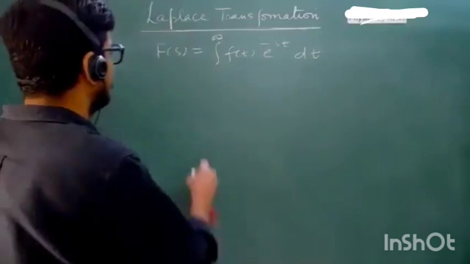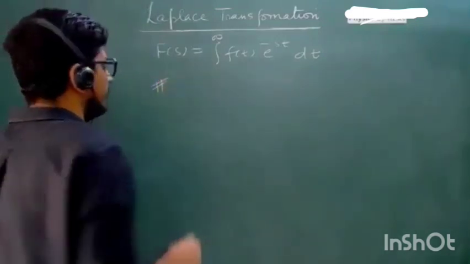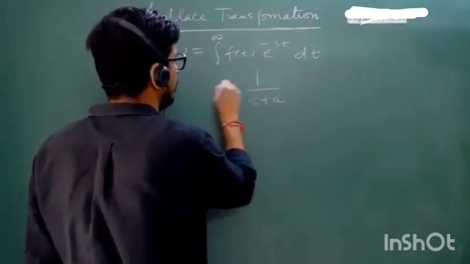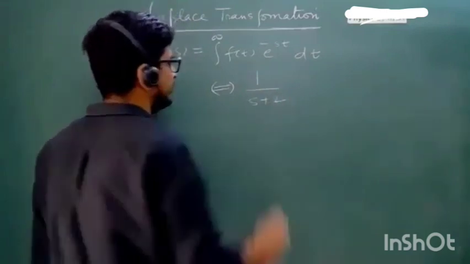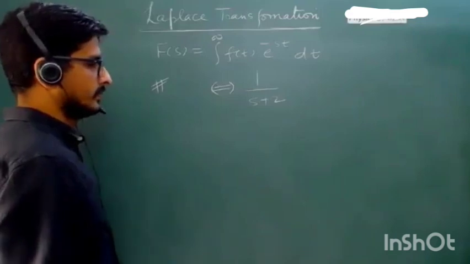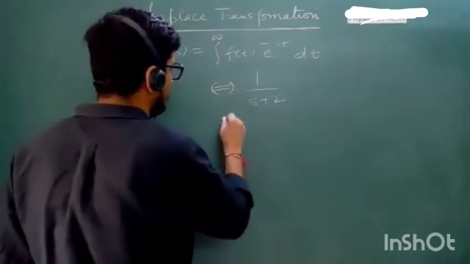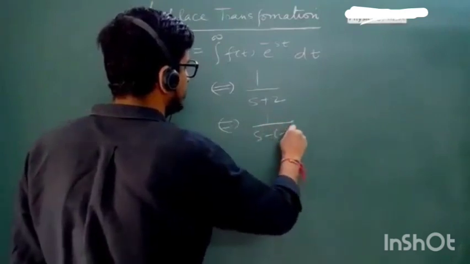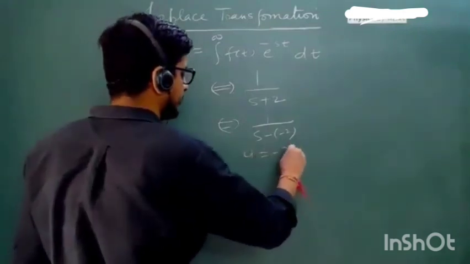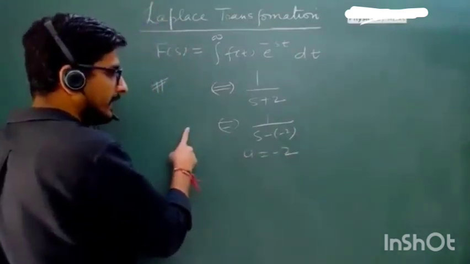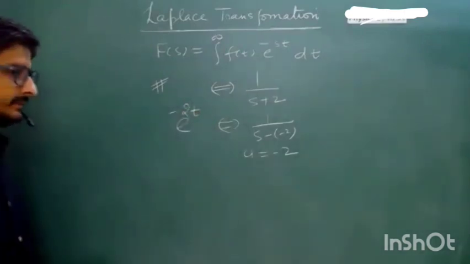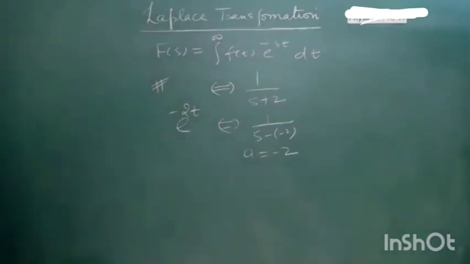Now suppose somebody asks you, what is inverse Laplace of 1 upon s plus 2? e to the power minus 2t. So you will write it like this: 1 upon s minus minus 2. What is a here? Minus 2. So it will be e to the power at, so e to the power minus 2t. This is the inverse Laplace. Correct?